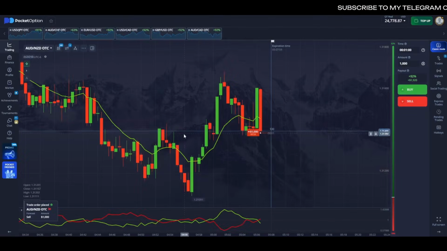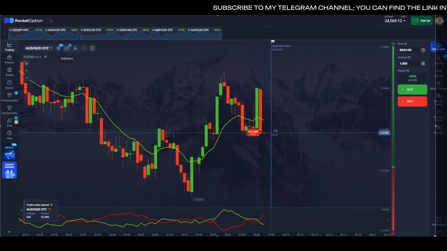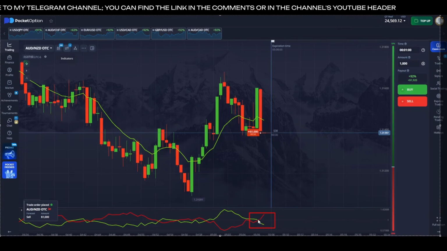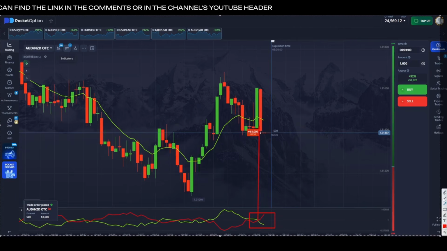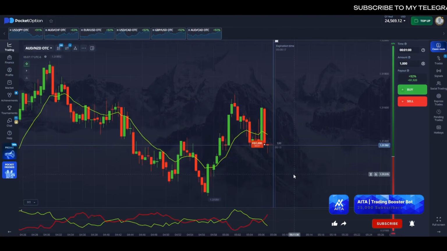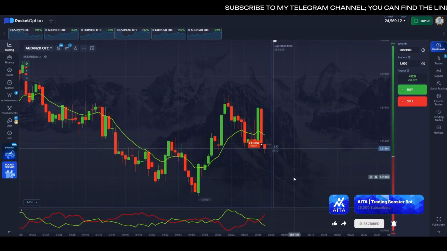So I've opened a sell trade. Look, we just had a crossover. The red line ended up above the green one. The price is below the moving average. We've got two signals to open a sell trade. So the first signal and then the second signal. That's it. We got two signals and opened a trade.